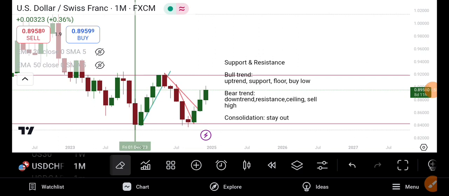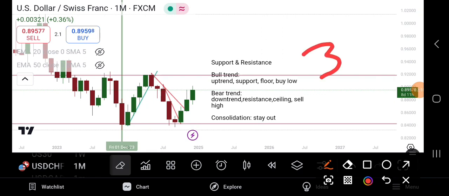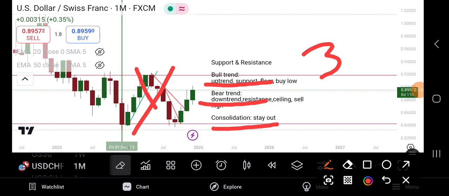Okay, so what I want to draw your attention to is the fact that the market moves in three ways, right? It'll move in a bull trend, it'll move in a bear trend, and it'll move in consolidation. Okay, so examples of that, this is a bullish trend. Basically that's when it's going up, and then this is a bearish trend, that's when it's going down, and then consolidation is when the candles are next to each other like that. When one candle is next to the other, that is consolidation.